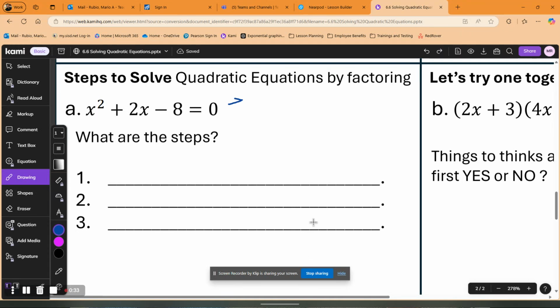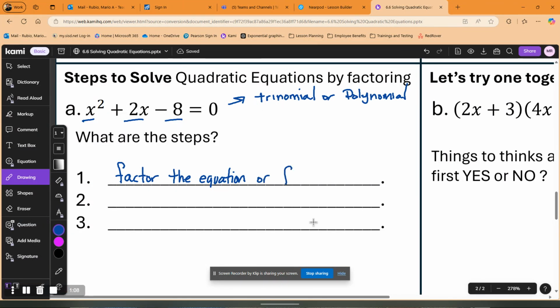So first this, because we see it's got 1, 2, 3 terms. This is a trinomial or a polynomial. But in order to solve by factoring, first we need to actually factor. So we can't solve this directly the way it is. We have to change it into another form. So the first step is we need to factor the equation, or in other words, find the factors.